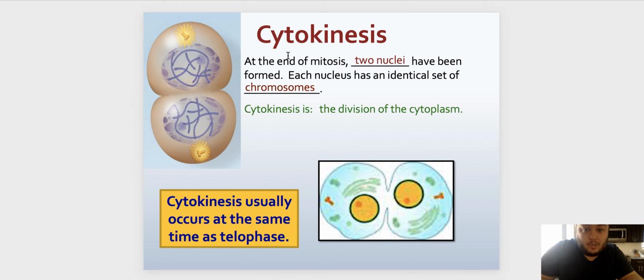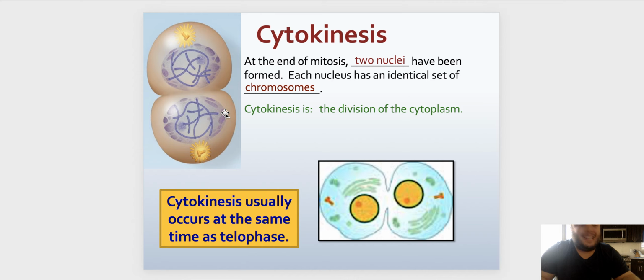So at the end of mitosis, two nuclei are formed, and each has an identical set of chromosomes, right? They have replicated, they have moved to opposite ends, you now have two distinct cells. Cytokinesis is the last part of the cell cycle, and this is where the cytoplasm divides, right? So what we see here is cytokinesis usually occurs at the same time as telophase. However, it is its own phase, so that's why it has its own name and why it's not part of telophase. But it usually will happen concurrently.